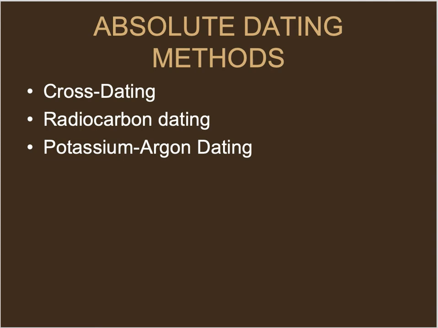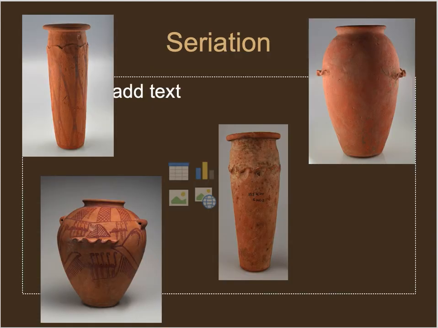All right, let's look at some more relative dates. We said stratigraphy is an example of a relative date. Let's look at another one, seriation. This was a really clever method that was invented by a famous Egyptologist named Flinders Petrie. He was in Egypt in the late 1800s, early 1900s, and he was digging a series of ancient tombs in Egypt, tombs that predated the pyramids.